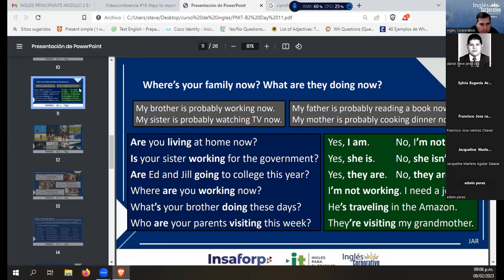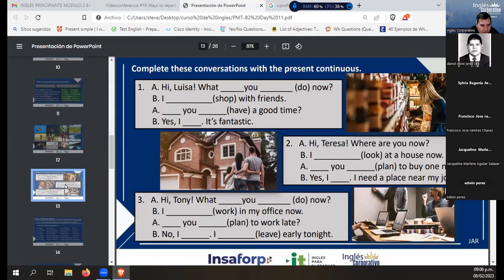Teacher, ¿cuál vamos a practicar? ¿Estas? No, the other one. The next one. Yeah, that's the one. Okay. Complete with the present progressive.